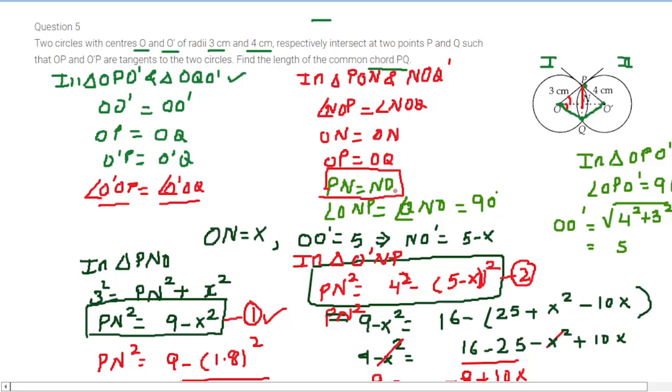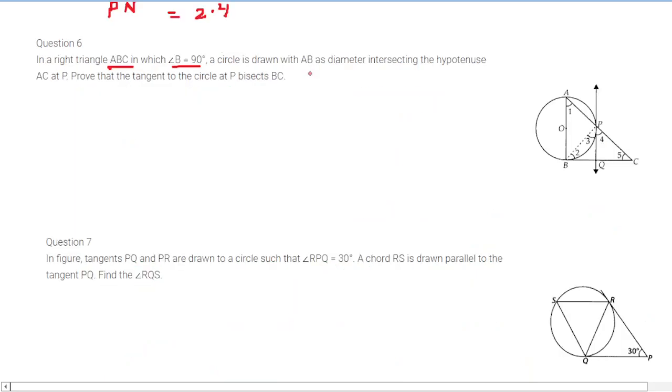Now we will move to next question. In question number 6, it is given that triangle ABC is a right angle triangle in which angle B is 90 degrees. A circle is drawn with AB as a diameter intersecting the hypotenuse at P. The hypotenuse is AC, and this circle is intersecting the hypotenuse at point P, and a tangent to the circle at P is drawn, and it bisects BC. It means we have to prove BQ is equal to QC.